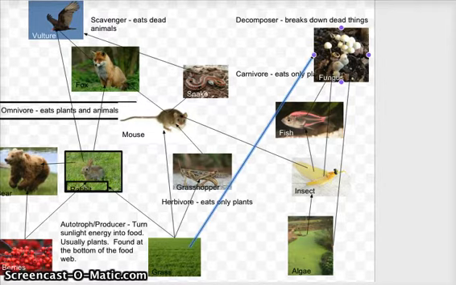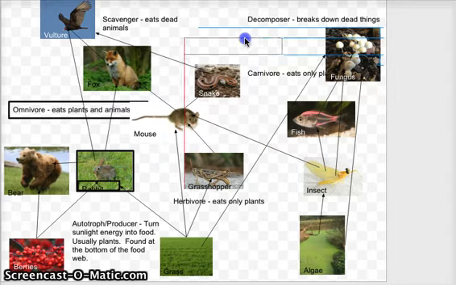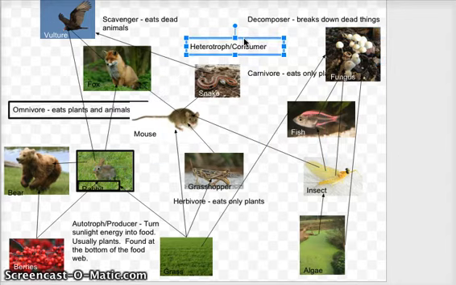Alright, the last term we're going to talk about is heterotroph or consumer. So there is autotroph or producer down below. Heterotroph and consumer is all of these animals up here: the vulture, fox, bear, rabbit, grasshopper, insect, fish, mouse, snake, and even fungus, because they have to eat for energy. So they're the opposite of autotroph or producer. Alright, so that's our food web.